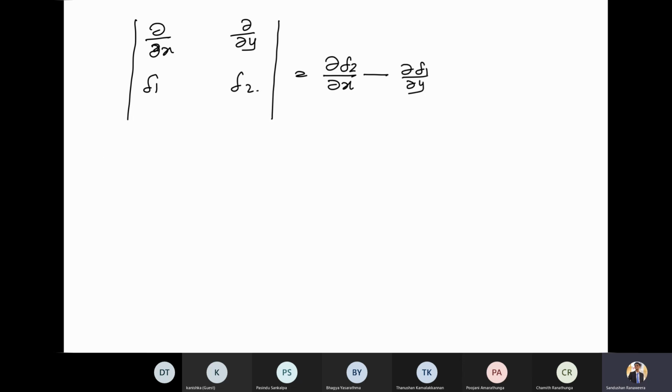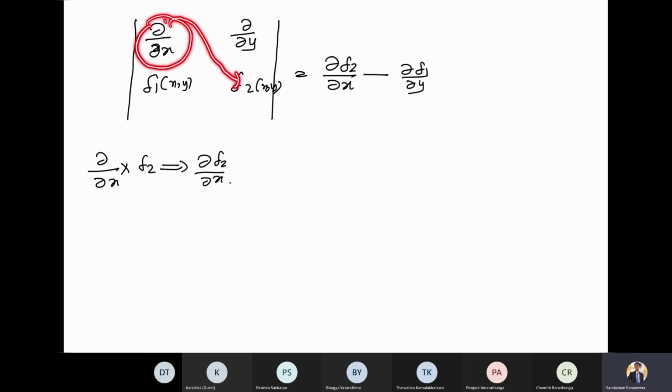It means I represent this ∂/∂x times f2 as ∂f2/∂x. It is in calculus: if you multiply with the del operator, it means you apply the partial derivative operation on this thing. If you multiply these two, you differentiate your f2 function, because these are functions of x and y. So you apply differentiation with respect to x on this function f2. This is the thing we got.